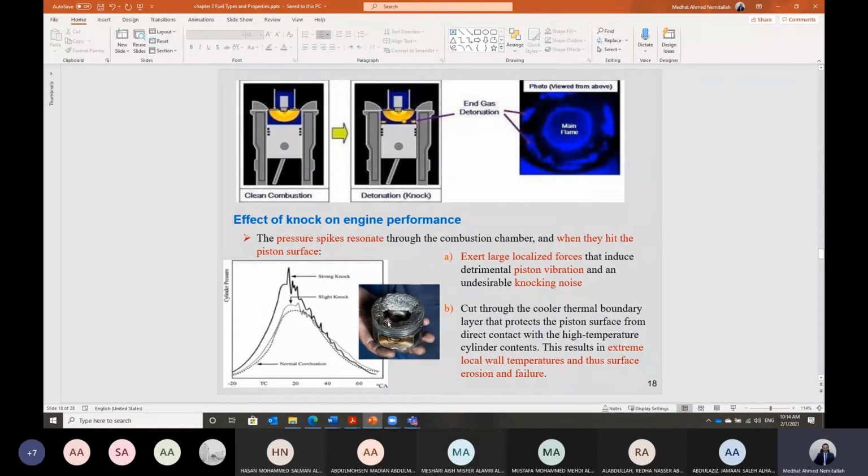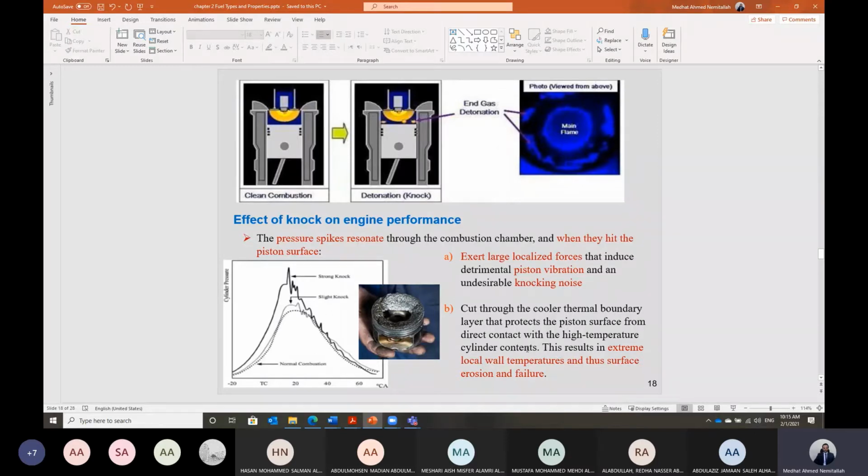As you can see here, this is a piston that has been subjected for a long time to strong knocking. The piston is totally destroyed due to the engine knock. So engine knock creates pressure peaks. Pressure peaks exert force on the piston, so they can create vibration of the piston inside the cylinder, which causes the engine knocking noise. And it also results in high pressure spikes that penetrate the boundary layer that protects the piston against the high temperature.